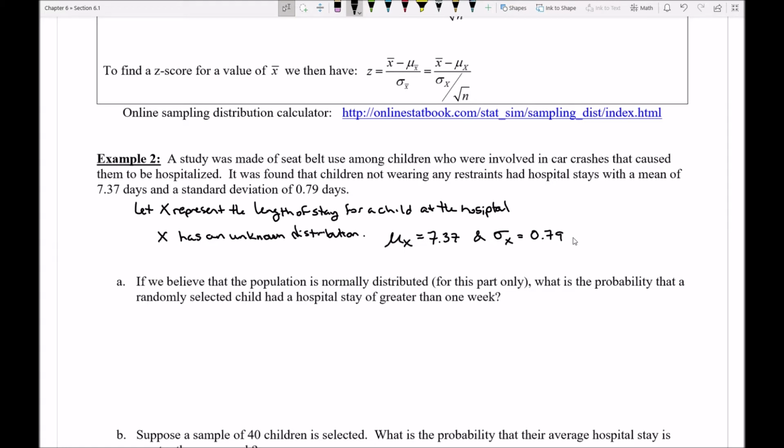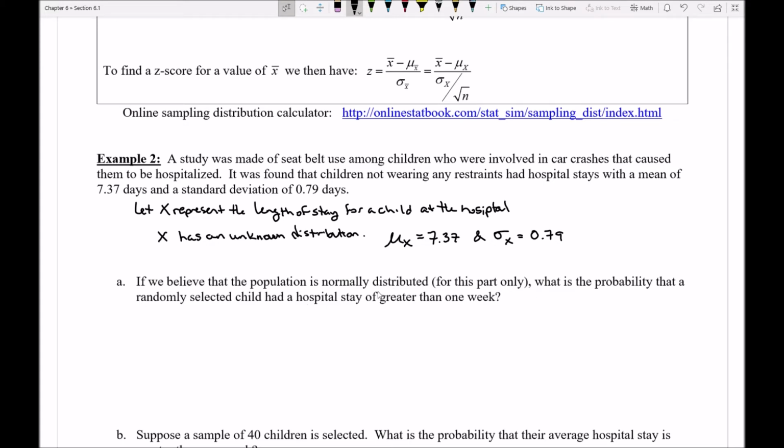This is kind of strange because I don't really know what column I'm in yet. I might be close to column 3, but I haven't been told enough information yet. I don't know my distribution type. Take a look, though. Part A is going to come in and save the day. If we believe that the population is normally distributed. Oh, perfect. Oh wait, we're only going to assume that for this part.